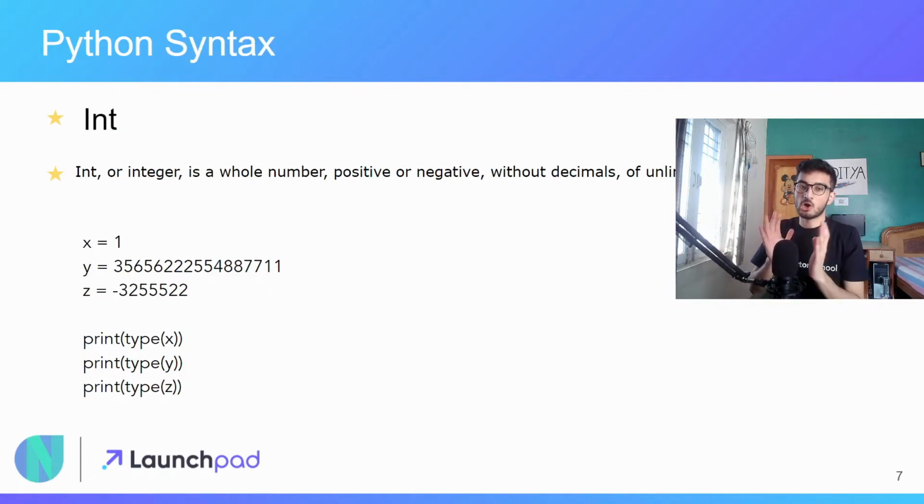So integer or int is a whole number, a positive or negative number without decimals of unlimited length. So you can have a whole number, positive or negative. As you can see in the examples, integer x could be 1. You can also have a long positive number, and you can also have a negative number like negative 3255. So all these variables, if you assign these values, you will find that they are of type integer.